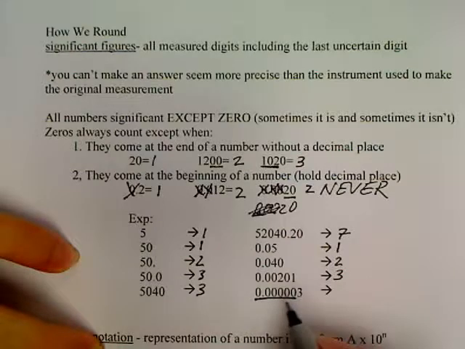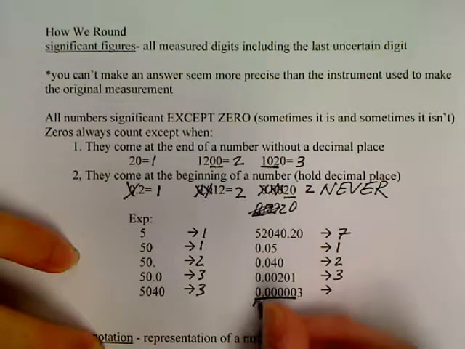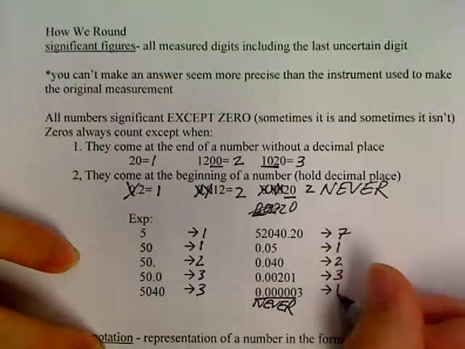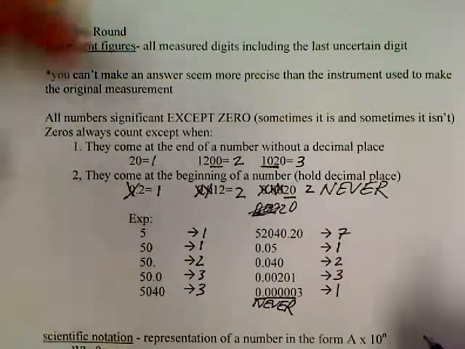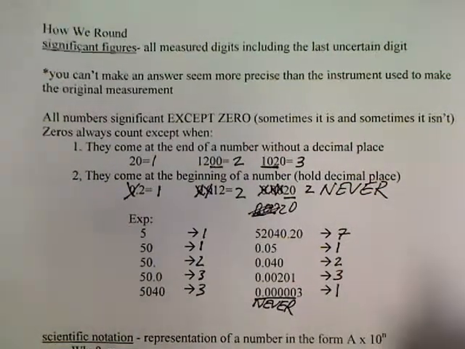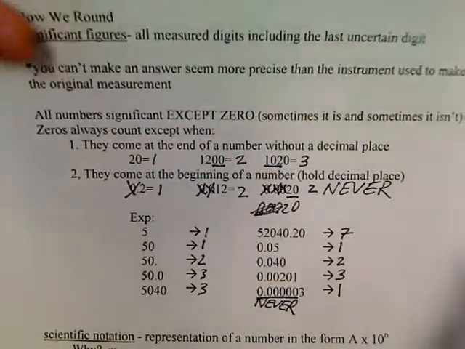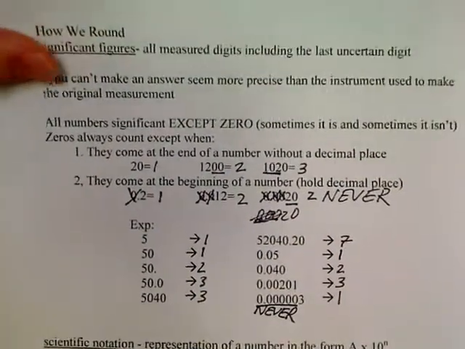0.00000. Zeros at the beginning, once again, never count. So this one only has 1 sig fig in the problem. Now, a lot of the college homework stuff makes you do everything in sig figs. So let's do a little bit more sig figs.